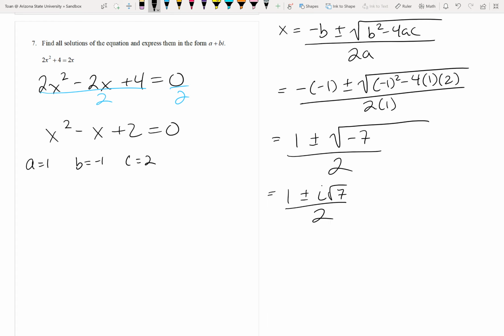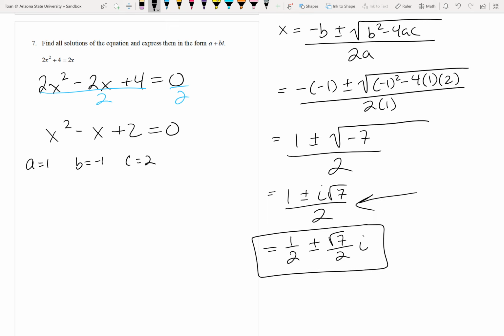There we go. But again, when it comes to complex numbers, we don't want one giant fraction. We want to split it apart. So all I'm going to do is split apart this fraction, giving every single piece its own denominator of 2. So 1/2 plus or minus radical 7 over 2 i. A lot of people gave me this as an answer, and I gave you full credit for it. But technically, this is in standard form.